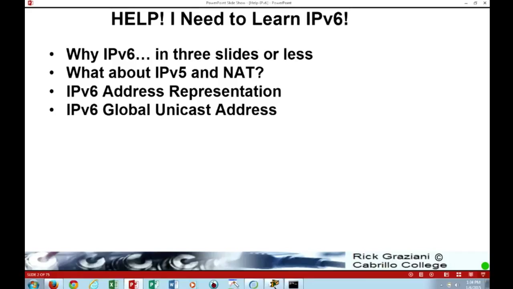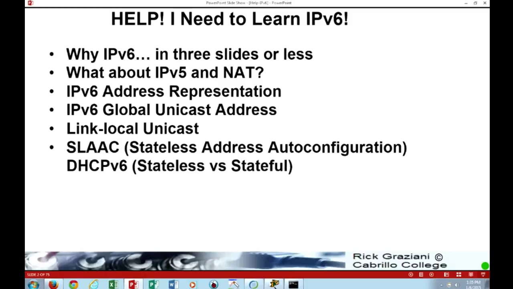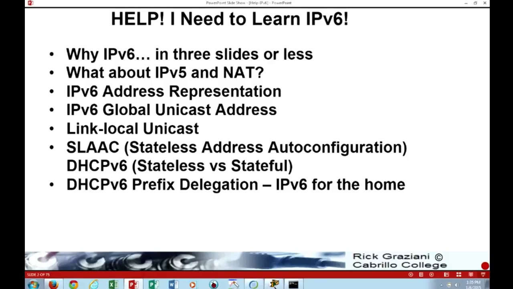Then I'm going to take a look at IPv6 global unicast addresses. These are public IPv6 addresses, and I could talk about private IPv6 addresses a little later, but we get away from the whole IPv4 NAT world. Then link-local unicast addresses, a very important IPv6 address, we'll get to that. And we'll spend some time on two subjects that are really different in IPv6, and that's dynamic address allocation.